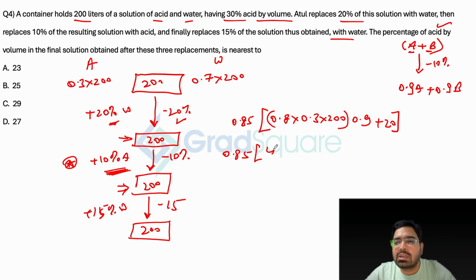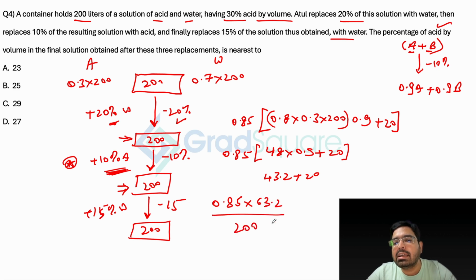So 24 into 2 will turn out to be 48 over here into 0.9 plus 20 is what you are looking at, right? Now if you go a little further you can calculate this particular piece as well, let's quickly do this. 9 8s are 72, 9 4s are 36, and 43.2 plus 20 inside the bracket would give me 63.2. So 0.85 into 63.2 divided by 200 into 100 will give me the percentage of acid left over in the final solution. That is what we wanted to calculate.